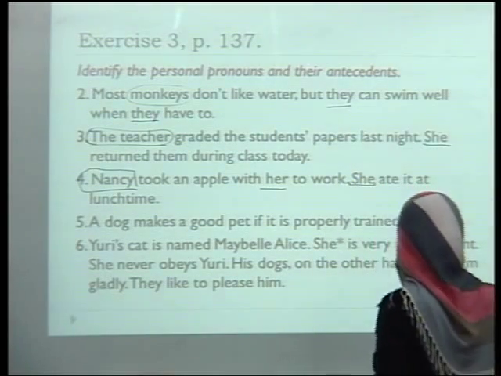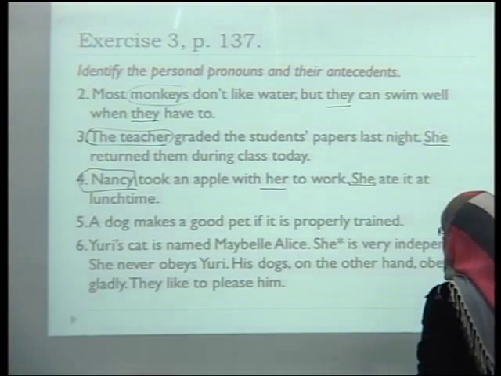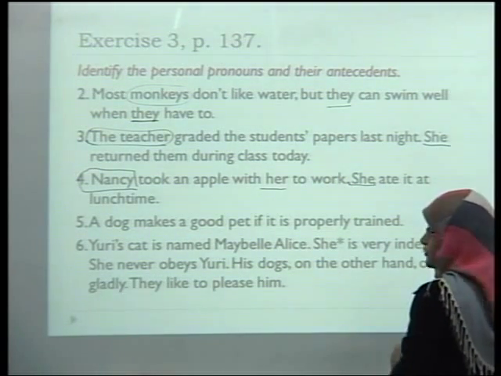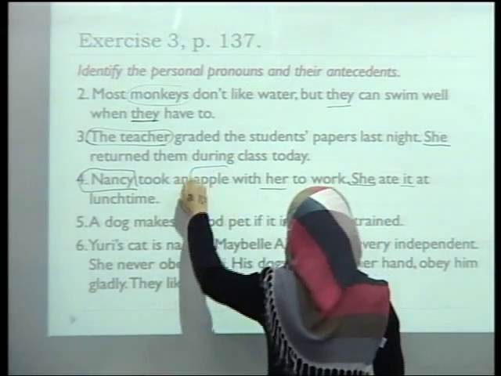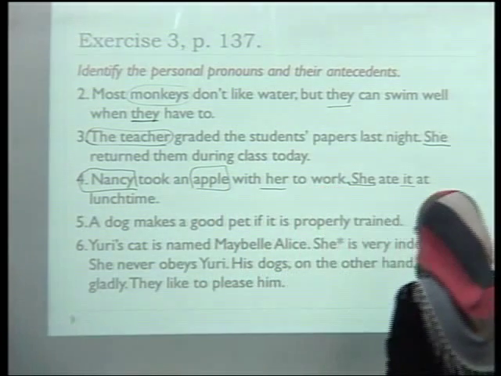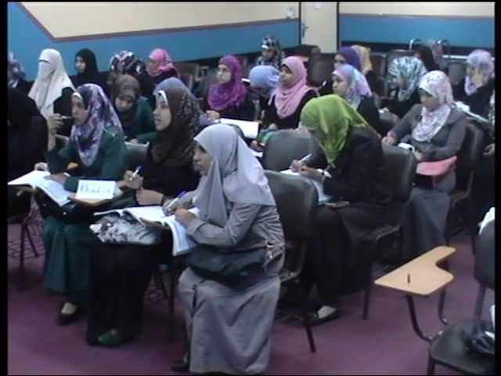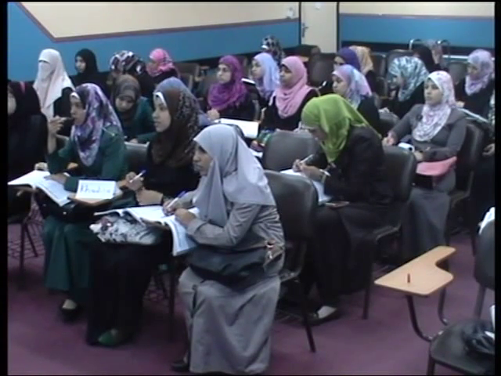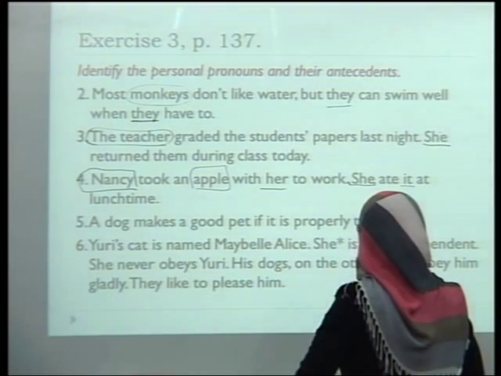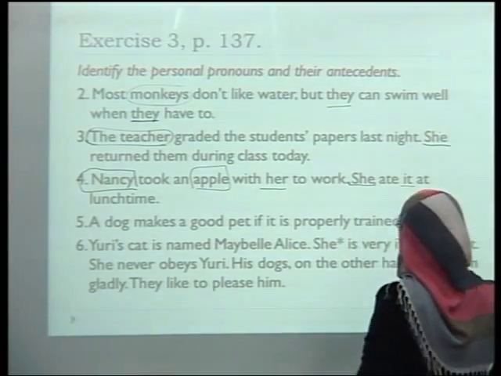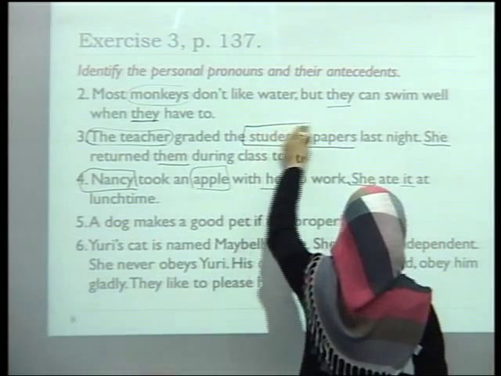Just a minute. She did not finish. Okay. She ate it. It refers to apple. Good. So underline it and circle. Okay. Yes. What did you want to say? Return them. Students' papers. Them is a pronoun. She returned them. The teacher graded the students' paper. You are right. Thank you. Okay, them refers to students' papers. This is another one. Okay, good.